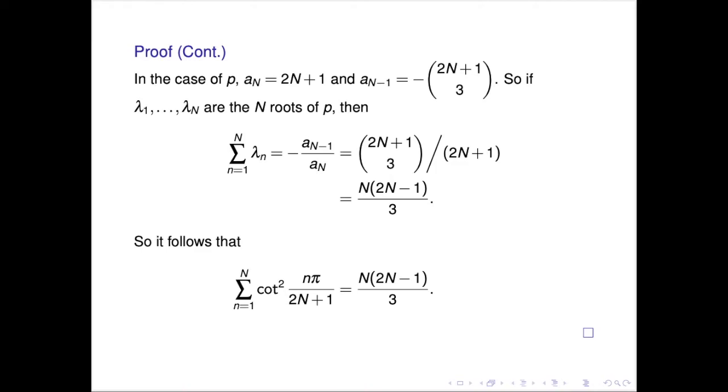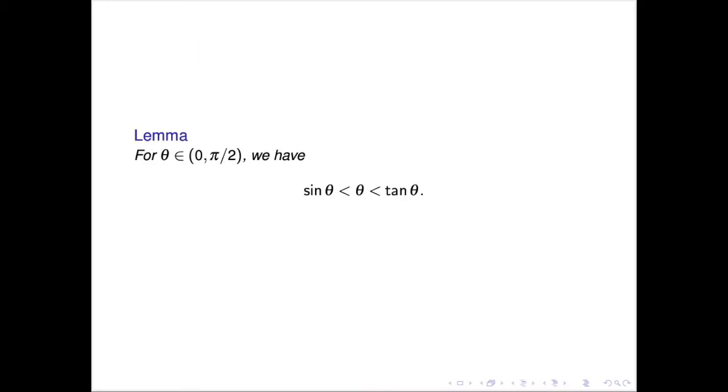So finally, this proves the identity that we stated in the beginning. The sum of the n distinct roots, which are cotangent squared of n pi upon 2 capital N plus 1, as little n goes from 1 to capital N, equals capital N times 2n minus 1 upon 3. Here we present the inequality that works in conjunction with the previous identity to bound the series formed by the squares of the reciprocals of the naturals.